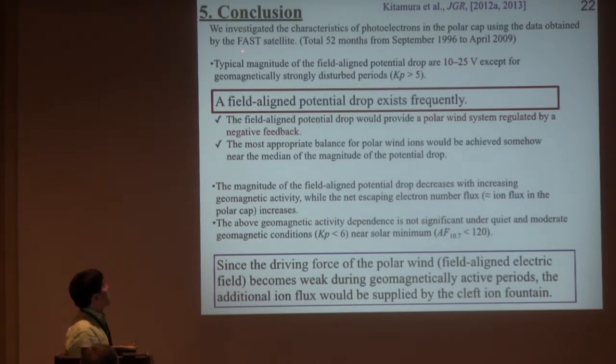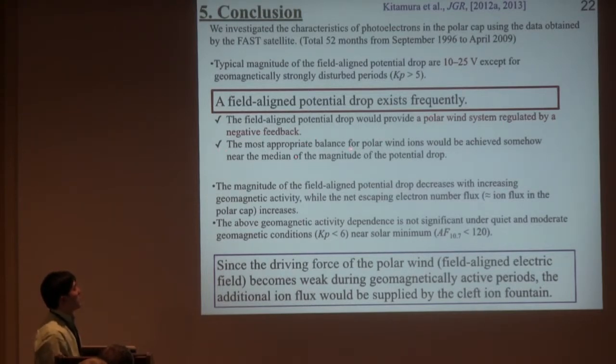We investigated the characteristics of photoelectrons in the polar cap using the data obtained by the first satellite. Typical magnitude of the field-aligned potential drop is about 10 to 25 volts, except for geomagnetically strongly disturbed periods. The field-aligned potential drop exists frequently above the sunlit polar cap. The field-aligned potential drop would provide a polar wind system regulated by a negative feedback.